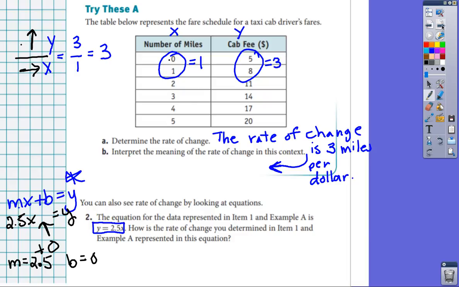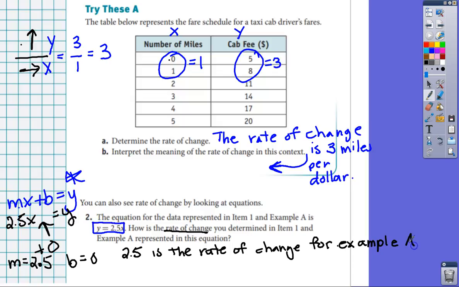So what we would say, since it's asking just about the rate of change, I'm going to simplify that, is 2.5 is the rate of change for example A, and it's the coefficient, and if we don't remember what that is, that means the number in front of the x. Sorry about that. And it's the coefficient of x in the equation.